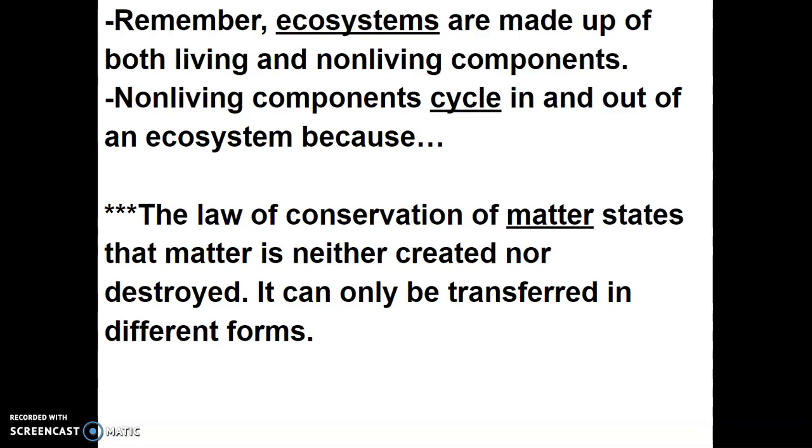They do so in a cycle, meaning that they come in and then they go out of the ecosystem, but eventually they'll come back into it. Some of it happens very quickly. Some of it can take even hundreds of thousands of years.